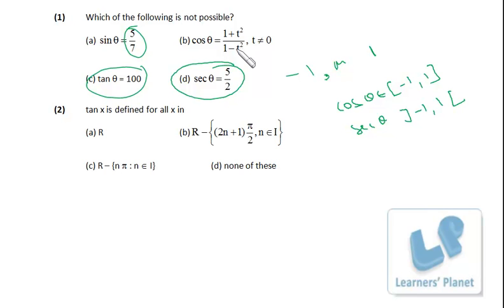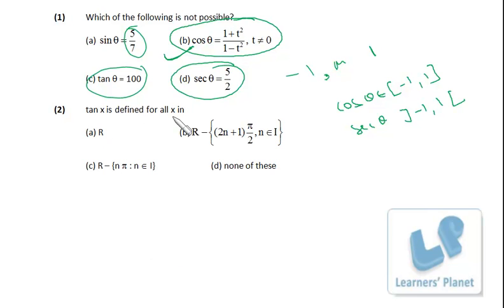Cos theta can have any value from -1 to 1, but it cannot have any value that is greater than 1. So this is not possible. If you know the range of cos theta, you can easily find out that it is not possible. So your answer is cos theta is equal to 1 plus t square upon 1 minus t square. This is not possible.